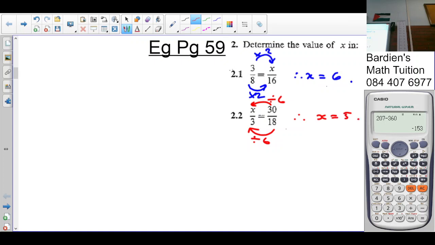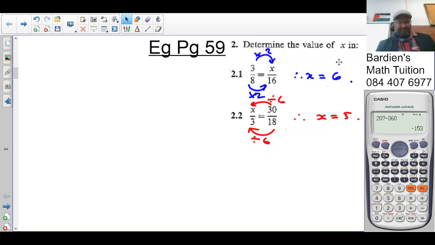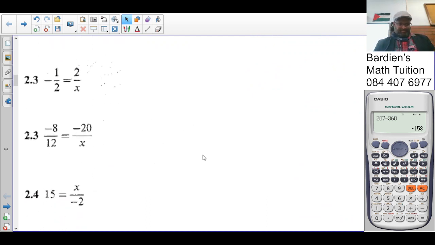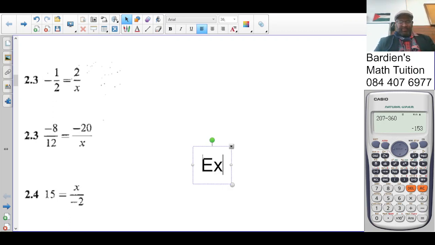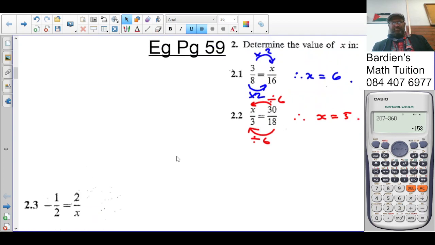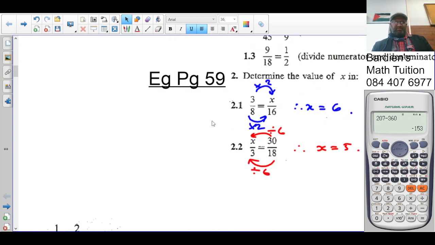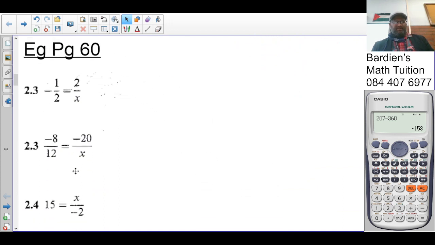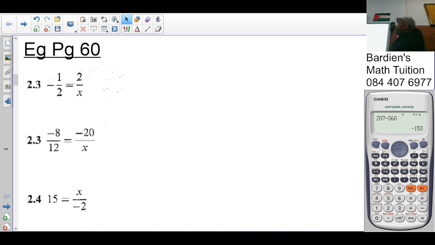Good. I'm looking at the exercise on page 60. Not exercise, the examples. That's an exercise here. No, examples. You just want me to be wrong. What's wrong with you guys? That's it, examples. Right. 2.3. They've got 2.3 twice. It's different sums, so you just do it.